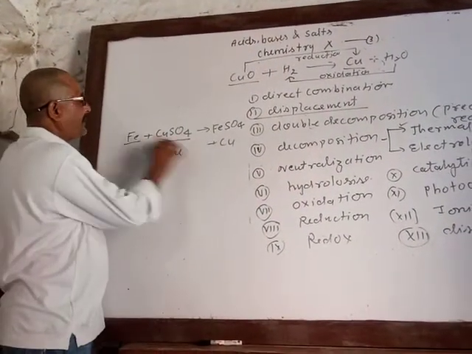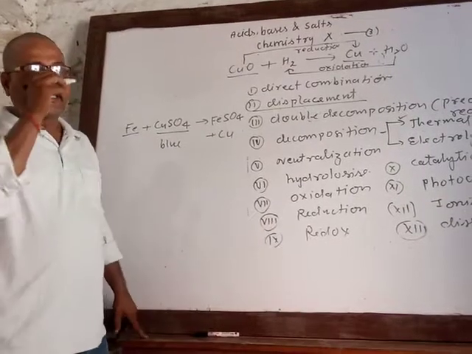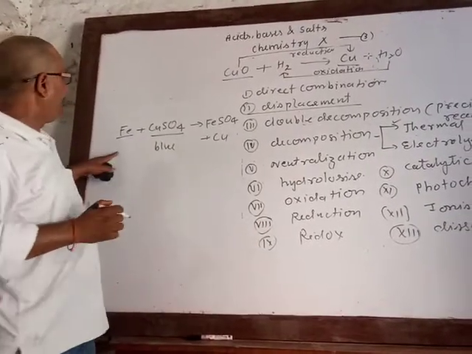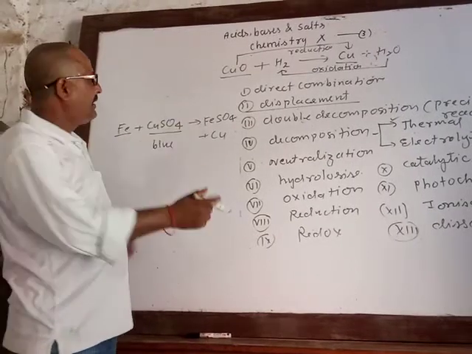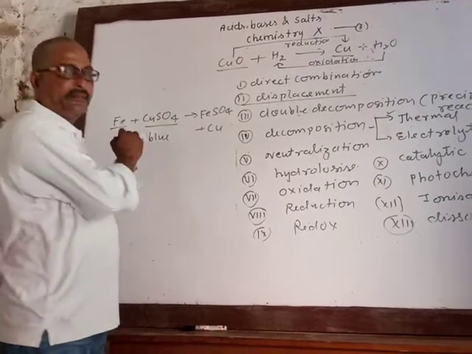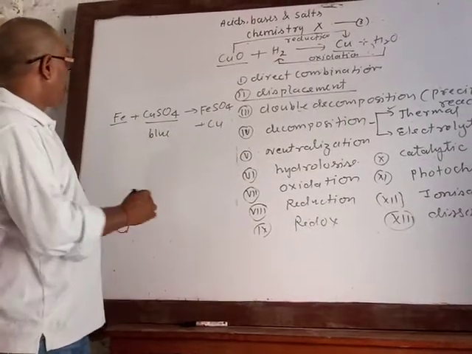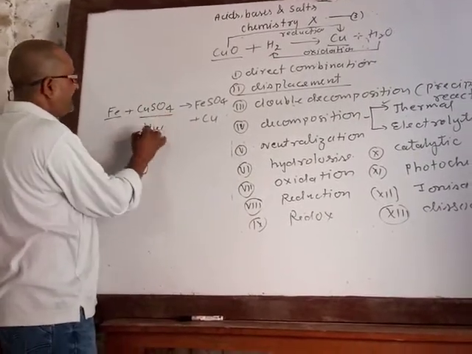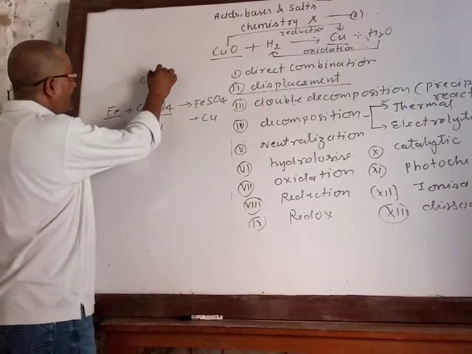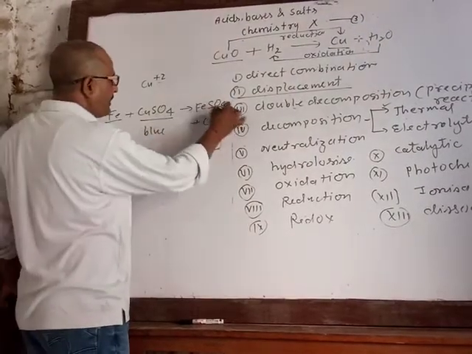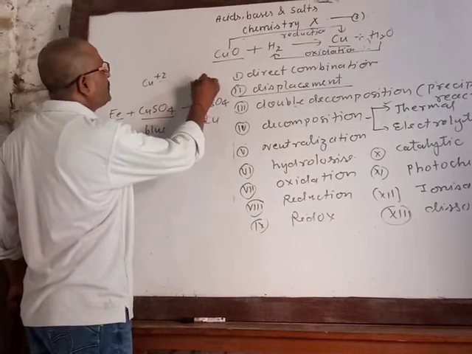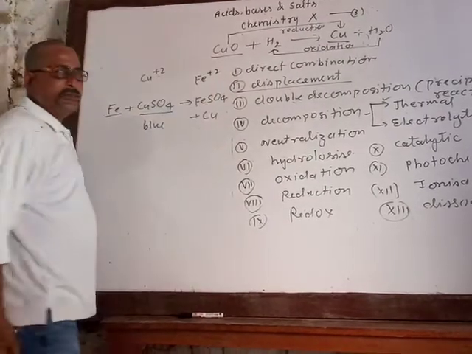See that on the basis of the activity series, you can say that more reactive elements can replace less reactive elements. This reaction is called displacement reaction. And one more thing, the blue color is due to presence of Cu plus 2 ion, and this color changes to green color due to presence of Fe plus 2.